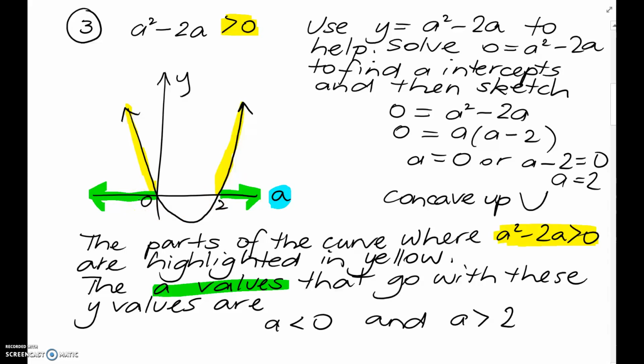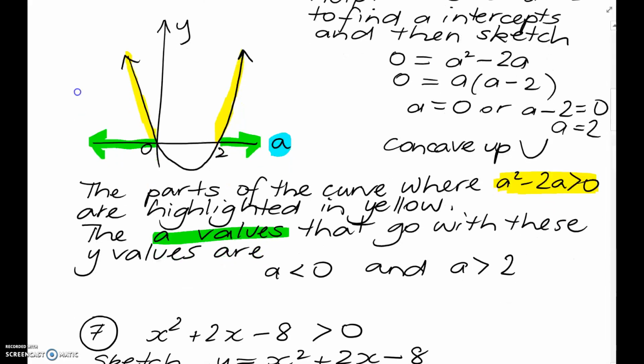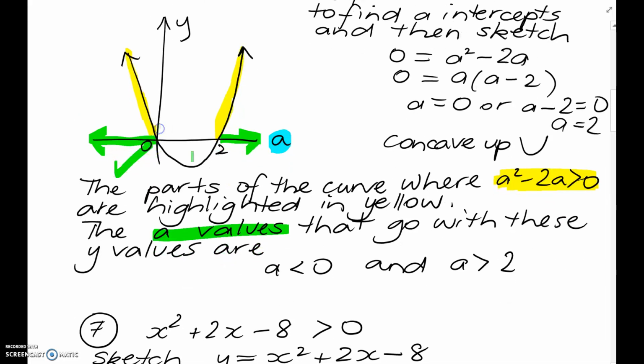I know it's a concave up parabola because the coefficient of a squared is positive, it's just 1. So the parts of that curve which are going to be greater than 0, I've highlighted in yellow. Then I have to figure out which bits of a work for that. So that bit works, and those a's that are greater than 2 there, but not the a's between 0 and 2. So it'll be the a's that are less than 0 and the a's that are greater than 2.